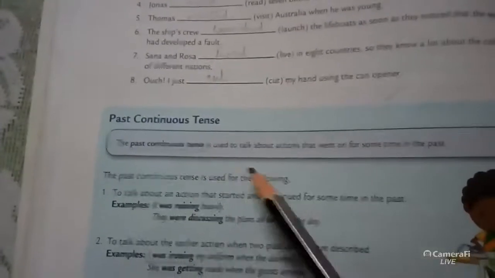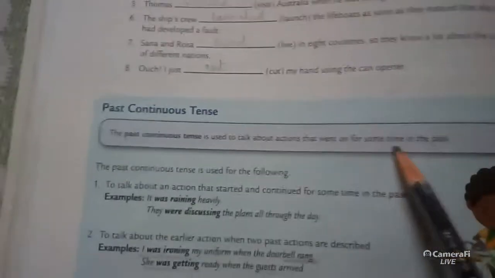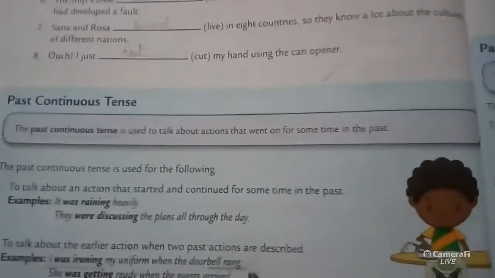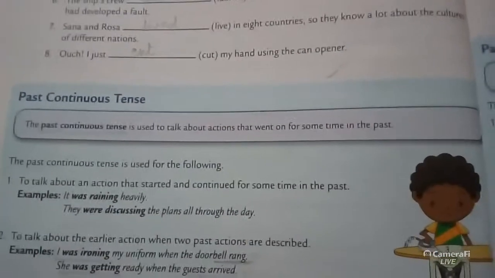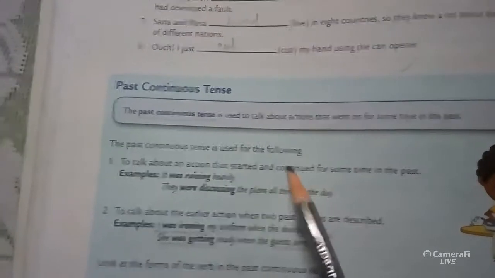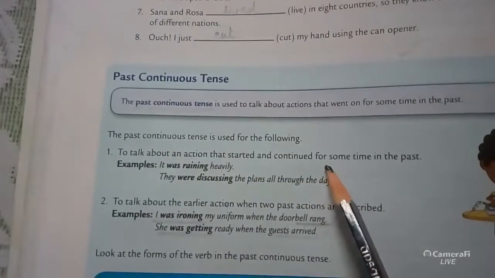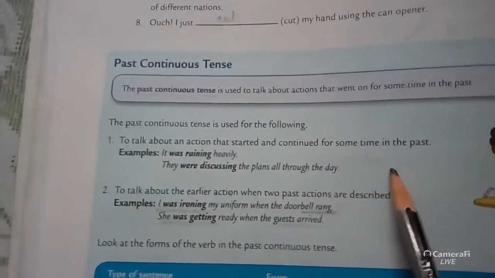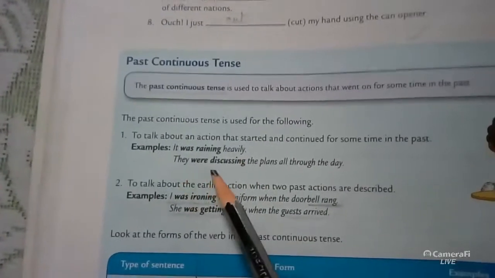The past continuous is used to talk about an action that went on for some time in the past. That means the work was going on in the past but not now. The past continuous tense is used to talk about an action that started and continued for some time in the past. It was raining heavily. They were discussing the plans all through the day.